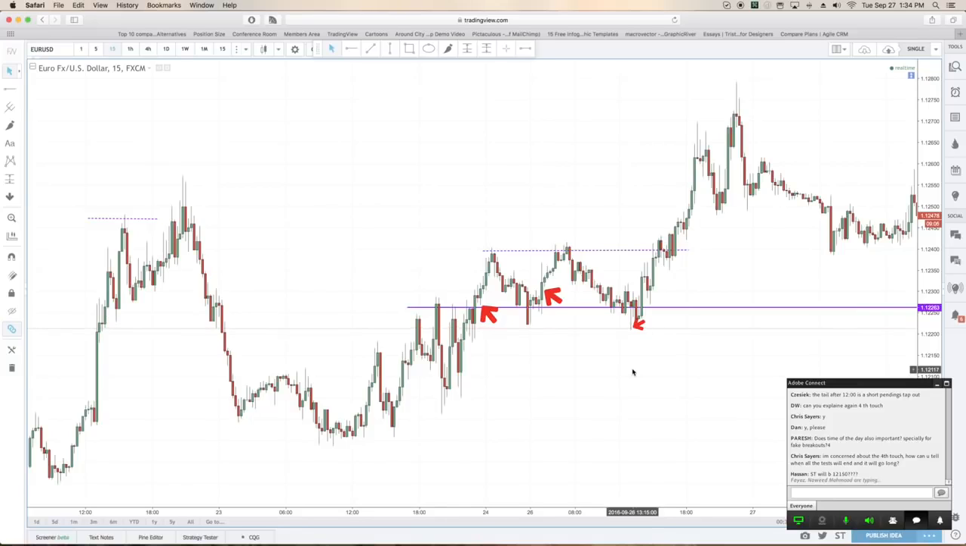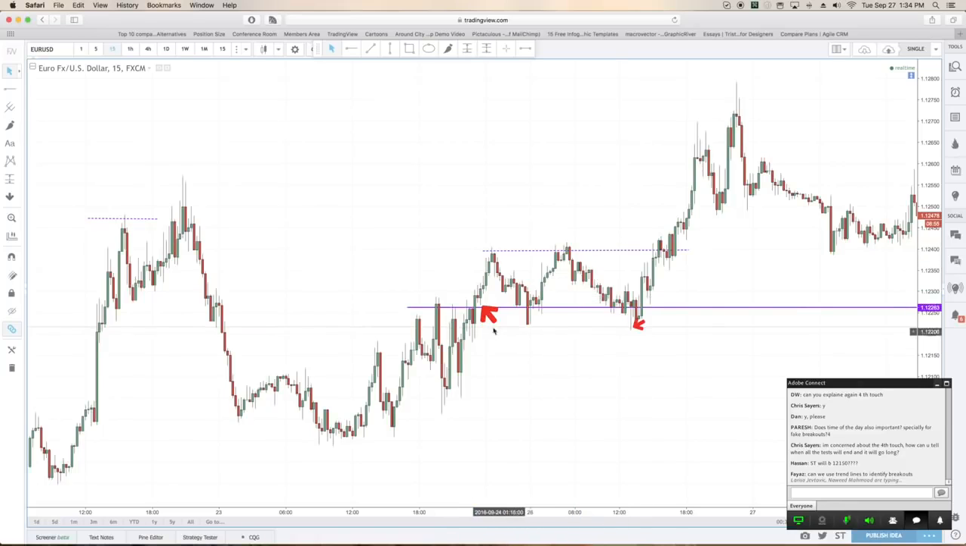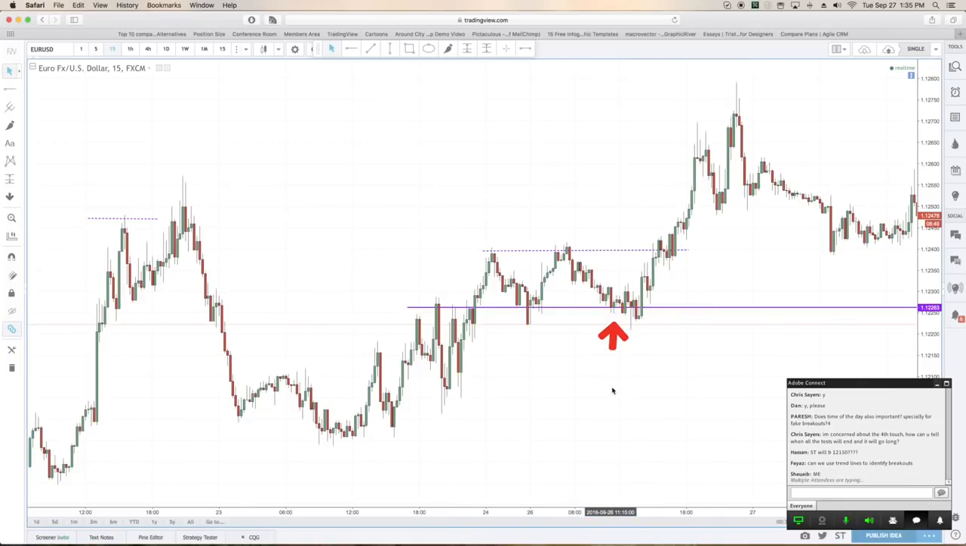Okay. Chris Sayers, I'm concerned about the fourth touch. How can you tell when all tests will end and you can go long? Okay, so how many of you have a similar question to that? Do you want to recap the fourth area again? Okay, we're going to go through the fourth area in detail again, and I'm going to change the language a bit so it makes a little more sense.